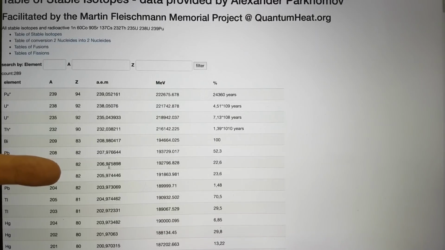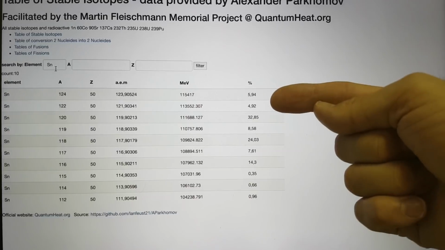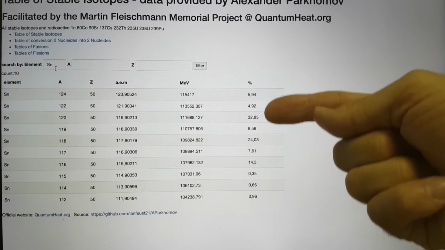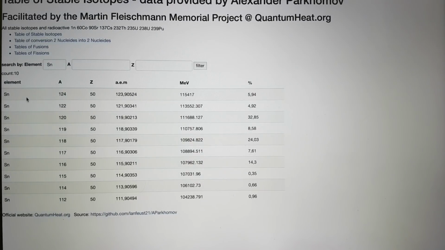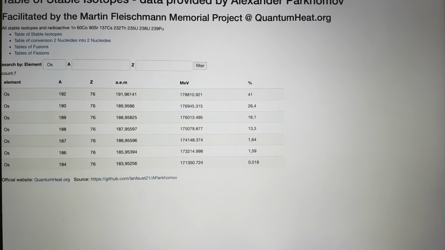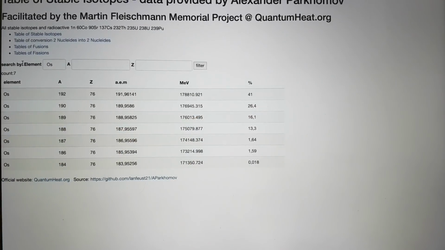So if we click here and say, I want to see how many isotopes there are of tin, I type in SN, and it shows me all of the isotopes of tin, which there are quite a lot, and the relative natural abundance. So we can see here that most of it is 120A. Then if we wanted to try another one that has a few isotopes, osmium here. So we've got 41% on 192 osmium.